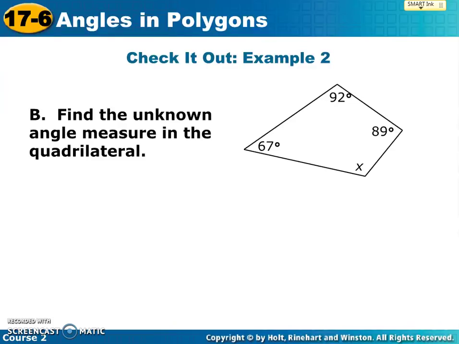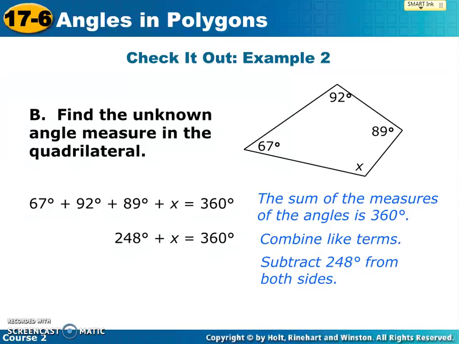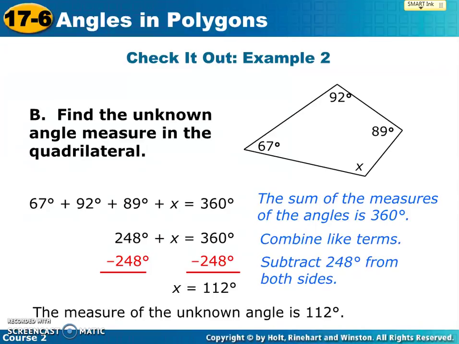Find the unknown angle measure in this quadrilateral. Just like Mr. Hughes explained, we can split this into two triangles, so each triangle is 180 for a total of 360 degrees. So if we add up the three angles that we know, 67 plus 92 plus 89 plus x, the unknown angle, that is going to equal our 360 degrees. We can combine like terms and get 248 plus x equals 360. We want to get x all by itself on one side, so we're going to subtract 248 from both sides, and we get that the measure of the unknown angle is 112 degrees.